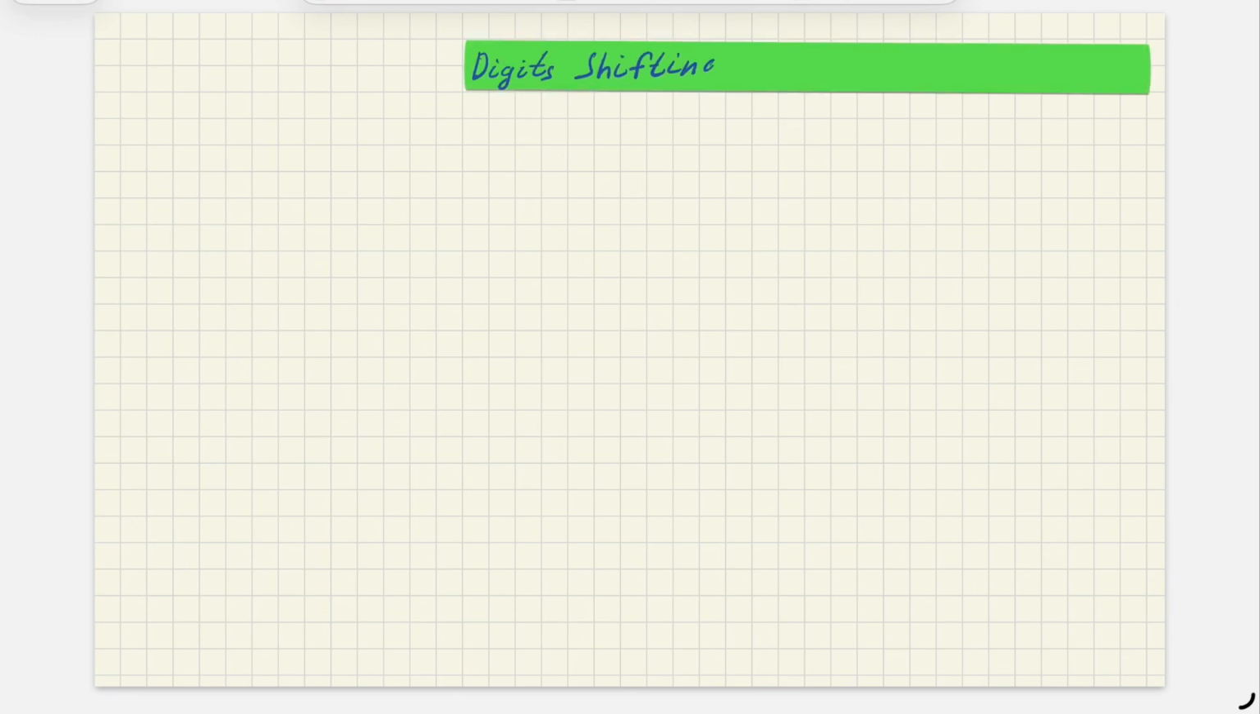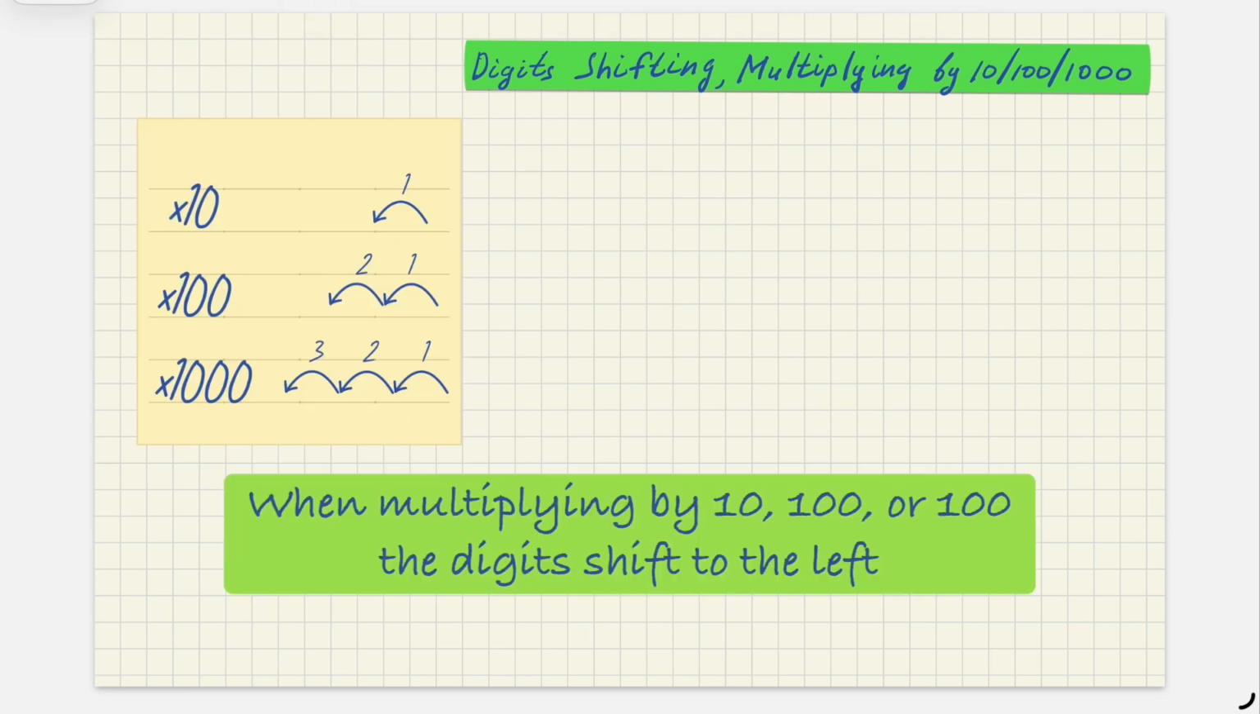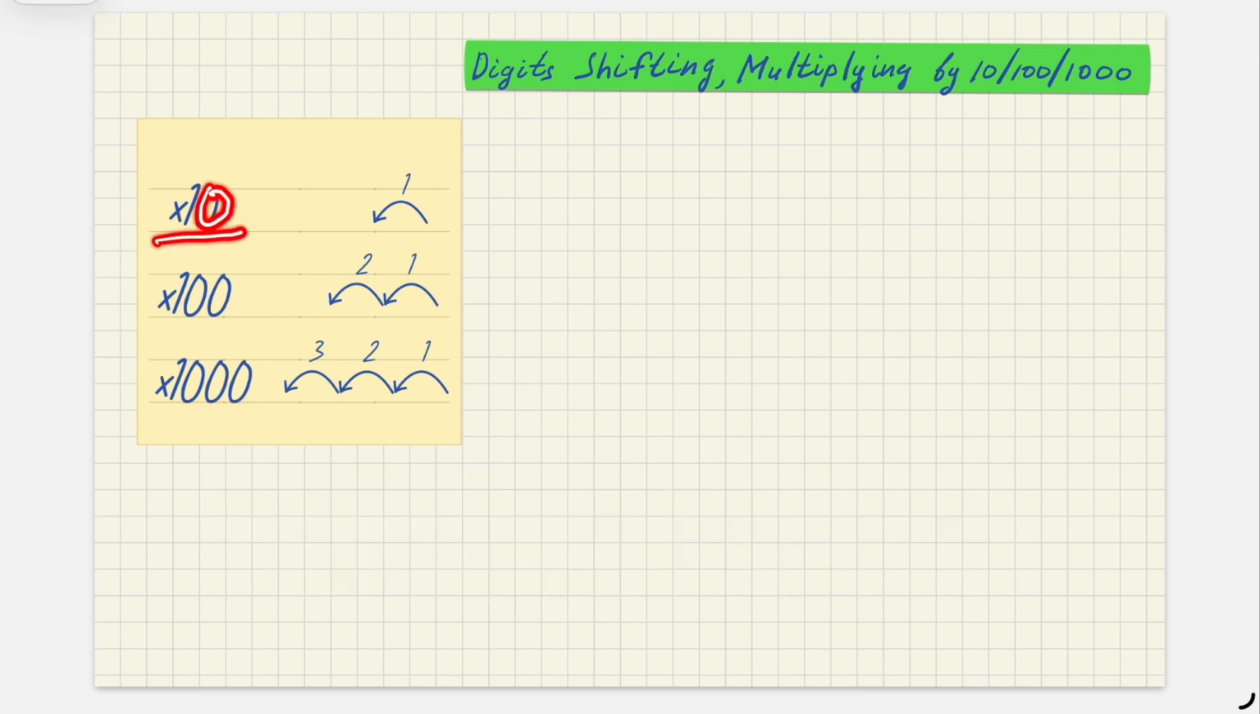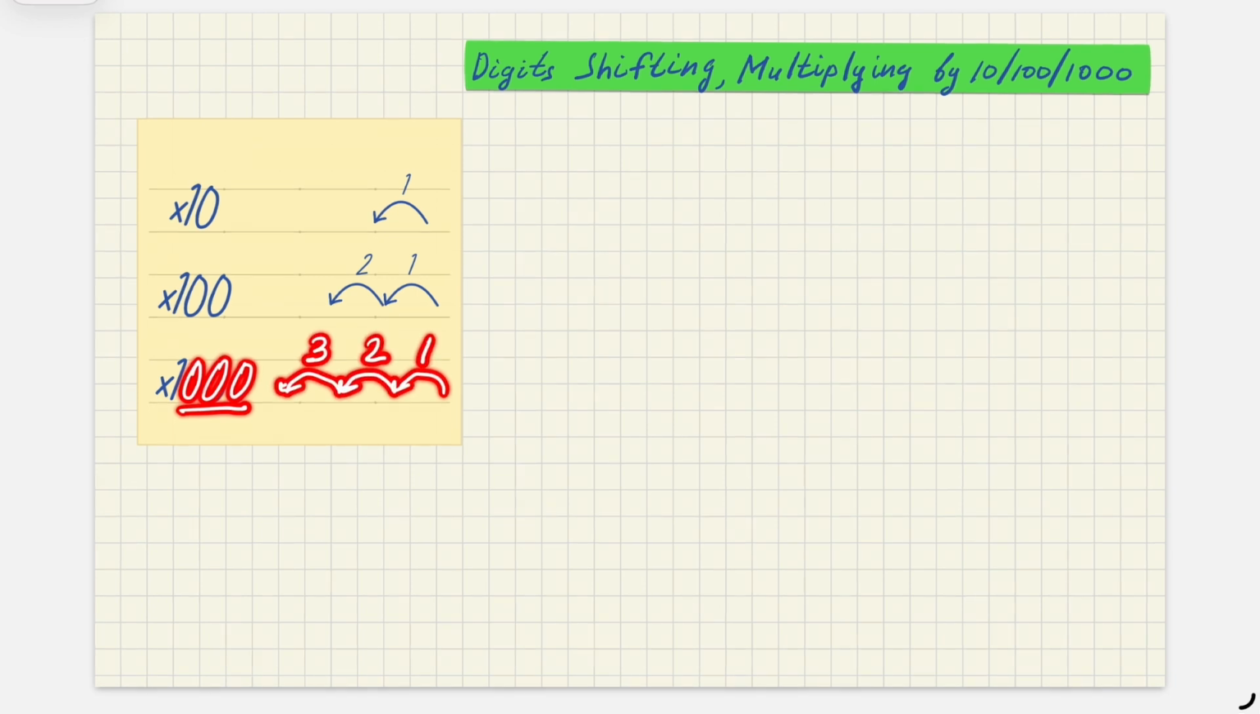Part 5. Digit shifting, multiplying by tens, hundreds, and thousands. When we multiply a number by tens, hundreds, or thousands, the digits shift to the left. When multiplying by 10, which has one zero, digits move one place left. When multiplying by 100, which has two zeros, digits move two places left. When multiplying by 1,000, which has three zeros, digits move three places left.